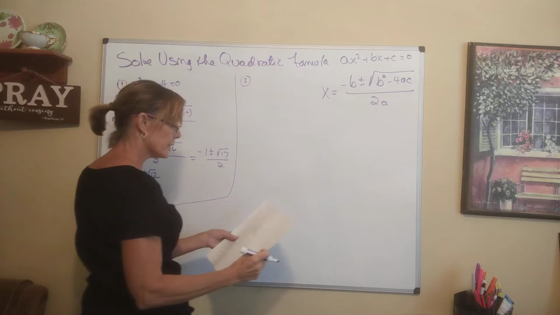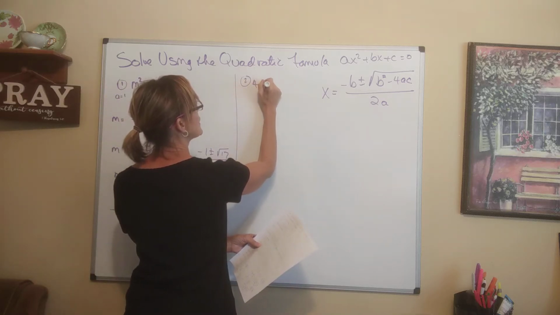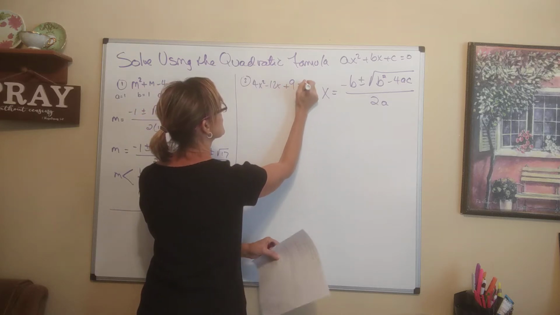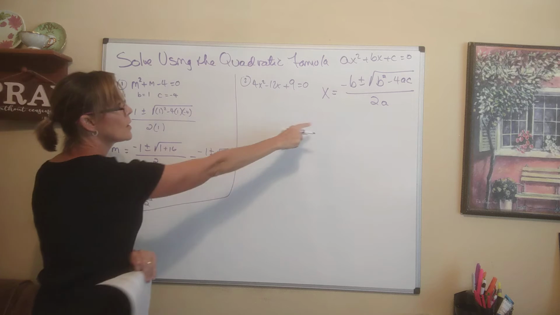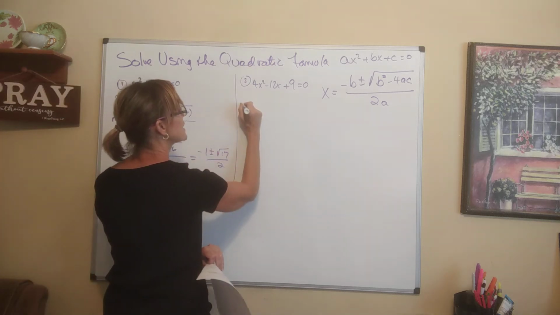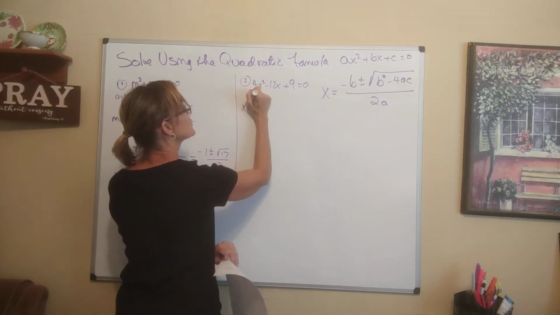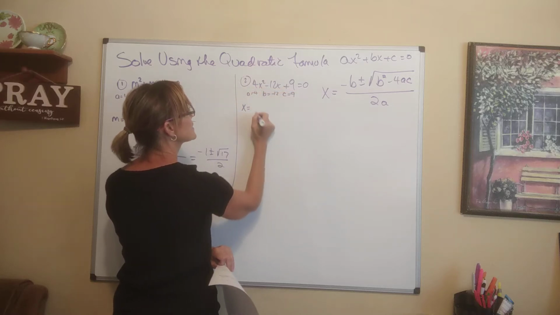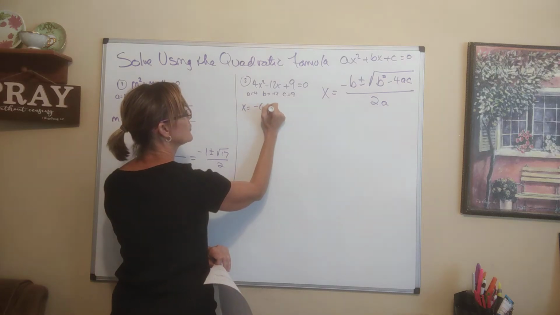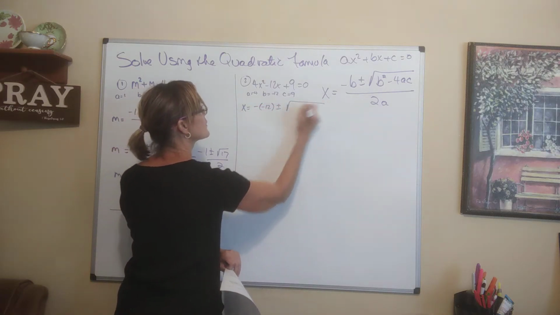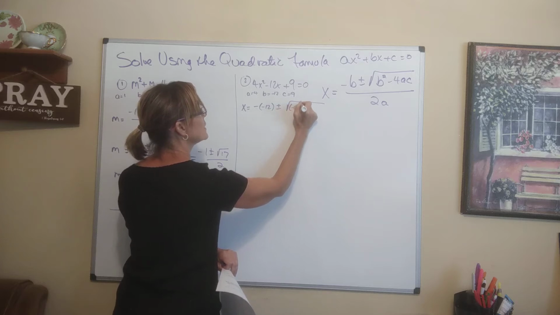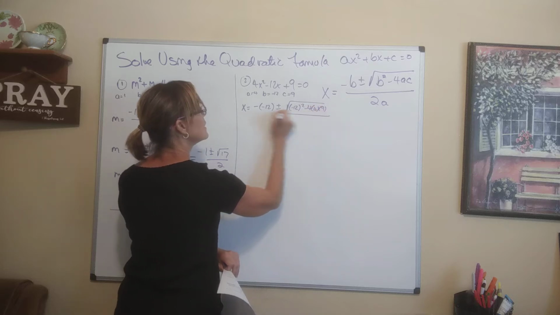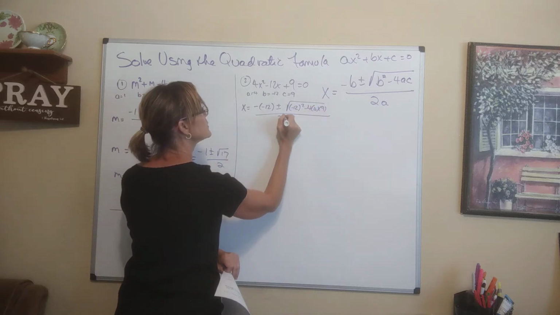Number 2 is 4x squared minus 12x plus 9 equals 0. So let's solve this one using the quadratic formula. This is in the right setup, so we'll just say x. A is equal to 4, B is negative 12, and C is 9. So x is negative B, negative 12, plus or minus the square root of B squared, negative 12 squared, minus the number 4 times A, which is 4, times C, which is 9, all over 2 times A.